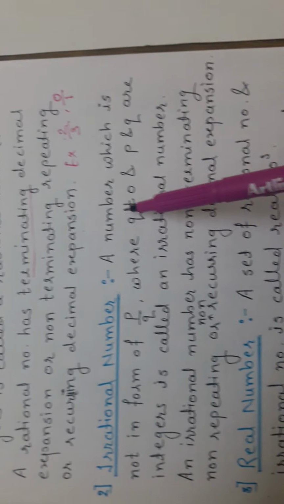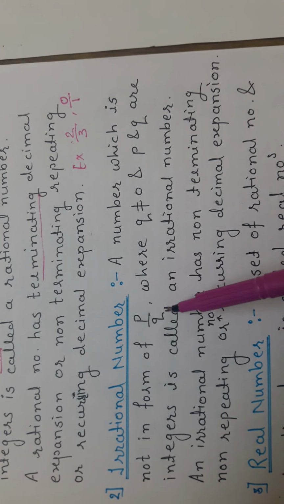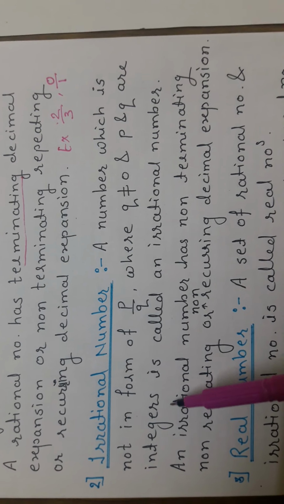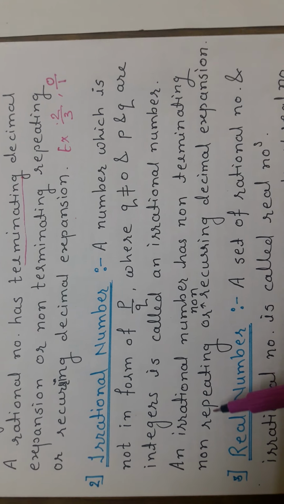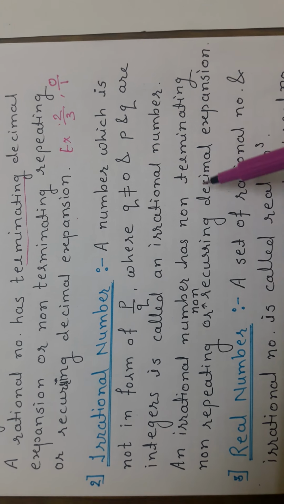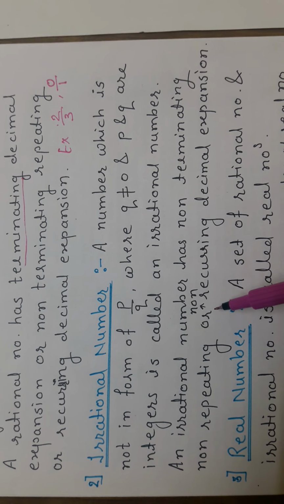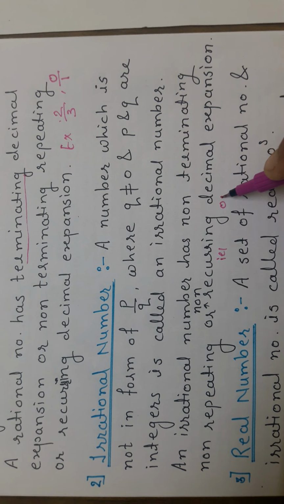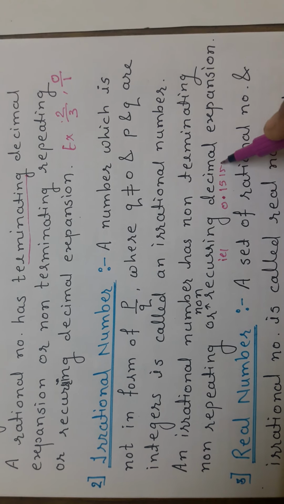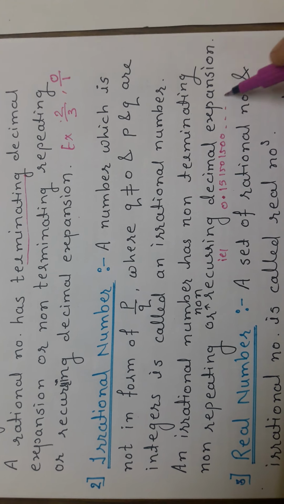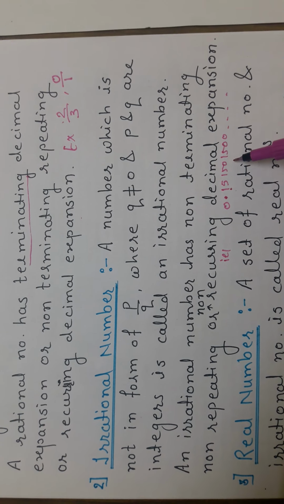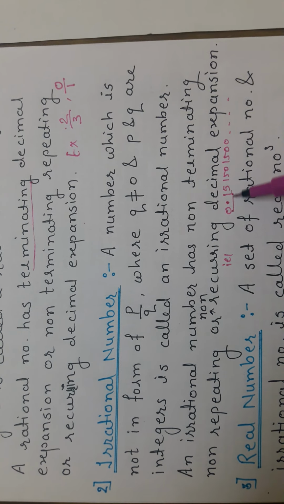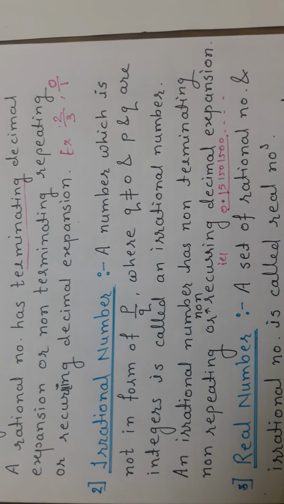Irrational number. A number which is not in the form of p by q, where q is not equal to 0 and p and q are integers, is called irrational number. An irrational number has a non-terminating, non-repeating or non-recurring decimal expansion. That is, if we are going to get 0.15150, then this is called a non-terminating, non-repeating decimal expansion. That's why this number is called an irrational number.